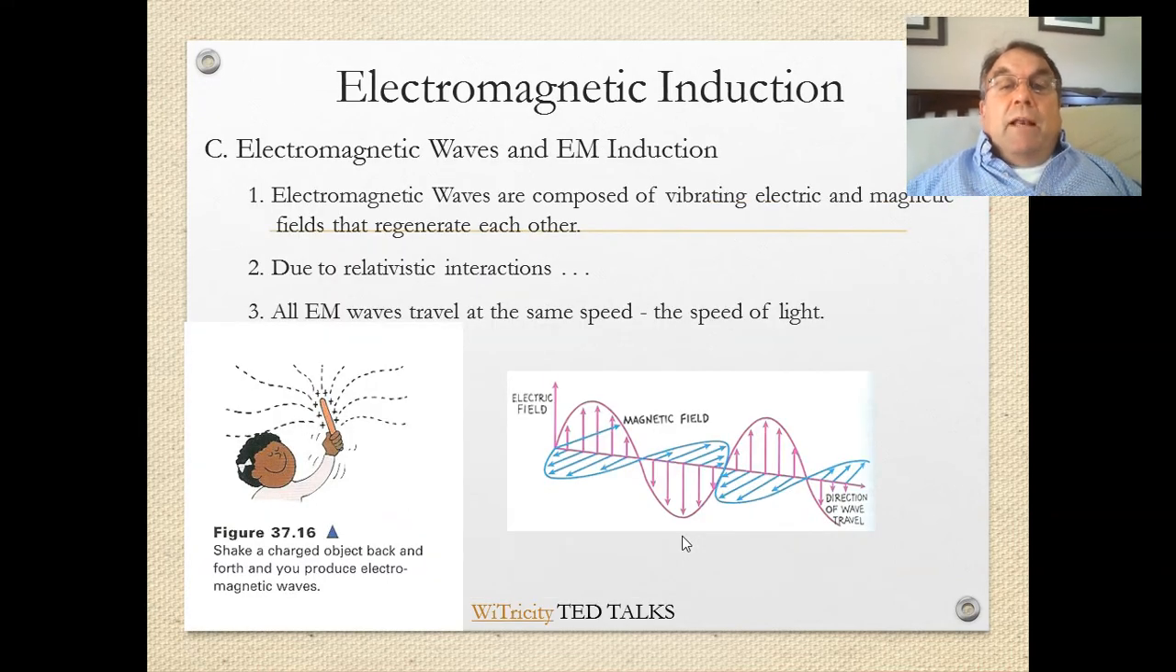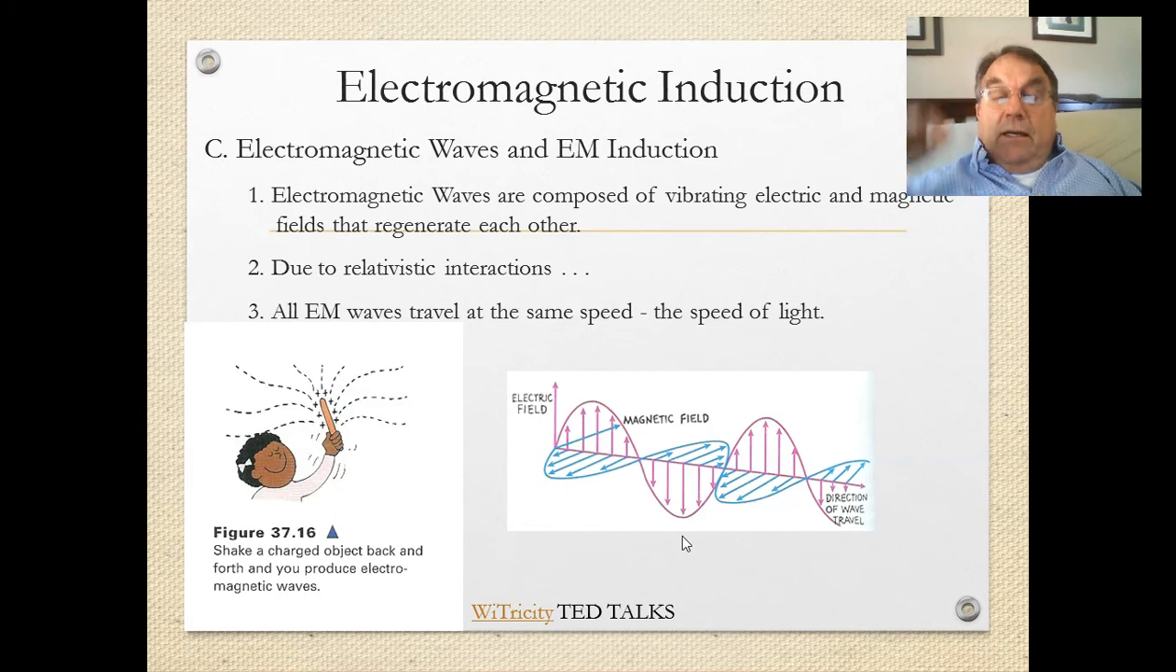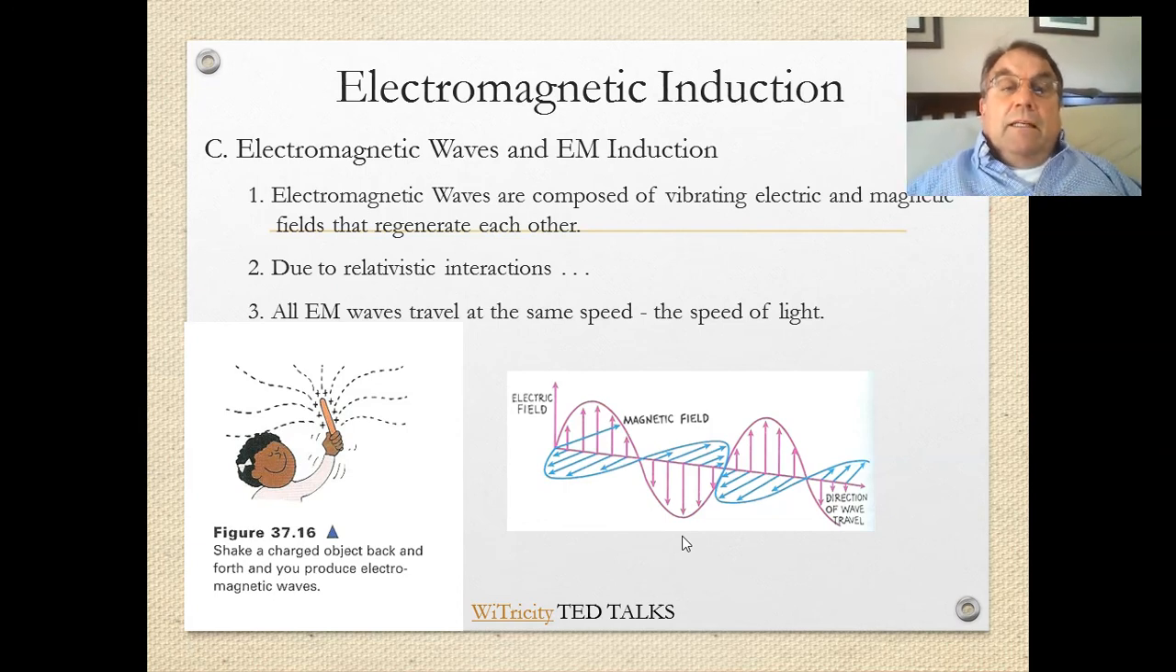Now, electromagnetic waves and electromagnetic induction. As I mentioned, electricity and magnetism are closely related. How closely related? Well, what is light? Light is an electromagnetic wave. There's actually two fields within every beam of light, and they interact with each other relativistically and give us the wonderful stuff that we know about.